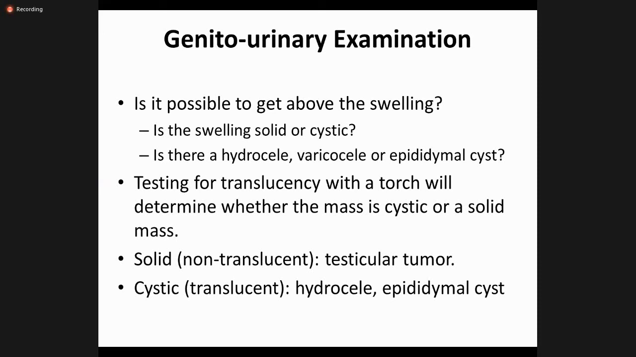How can we differentiate hydrocele, varicocele, and epididymal cyst? Varicocele can be seen like a bag of worms. If you examine, you can feel the varicocele. For hydrocele and epididymal cyst, we have to test for translucency with a torch, which will determine whether the mass is cystic or solid. In hydrocele and epididymal cyst, the translucency test is positive, meaning the light can pass through. But in a solid mass like a testicular tumor, it is non-translucent and the light will not pass. In cystic swellings like hydrocele and epididymal cyst, it is translucent and positive.